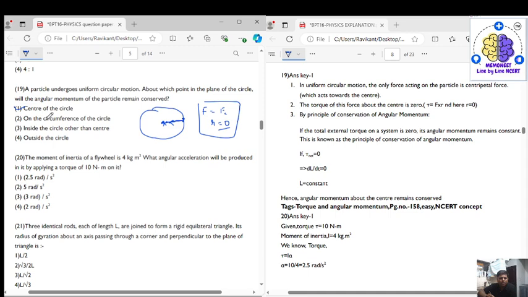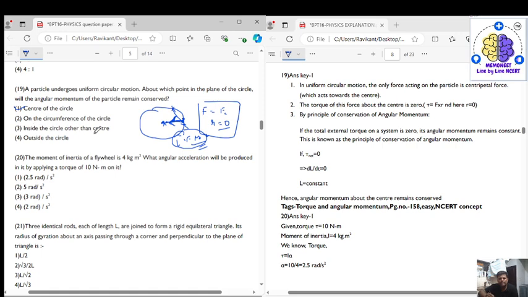Now coming to the second option, on the circumference of the circle. Now if the particle is moving with a circular motion, this is the particle, this is the direction of the force, and this is the point about which we have to calculate the torque, right? So this will be r, right? So definitely there will be an angle. If there is an angle, then torque will be equal to Fr sine theta. It will contain some value. So net torque will not be equal to 0. So momentum will not be conserved.